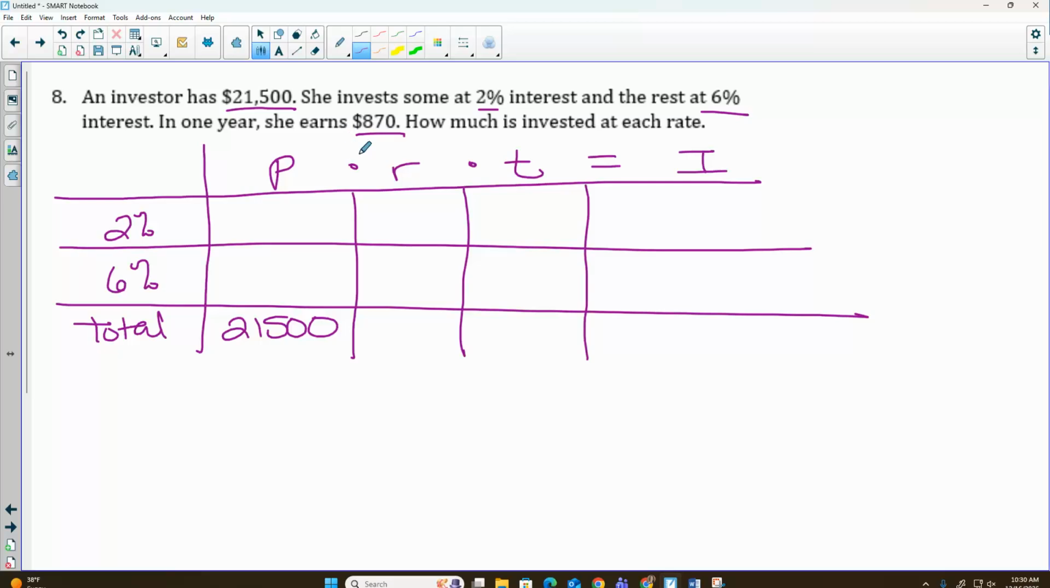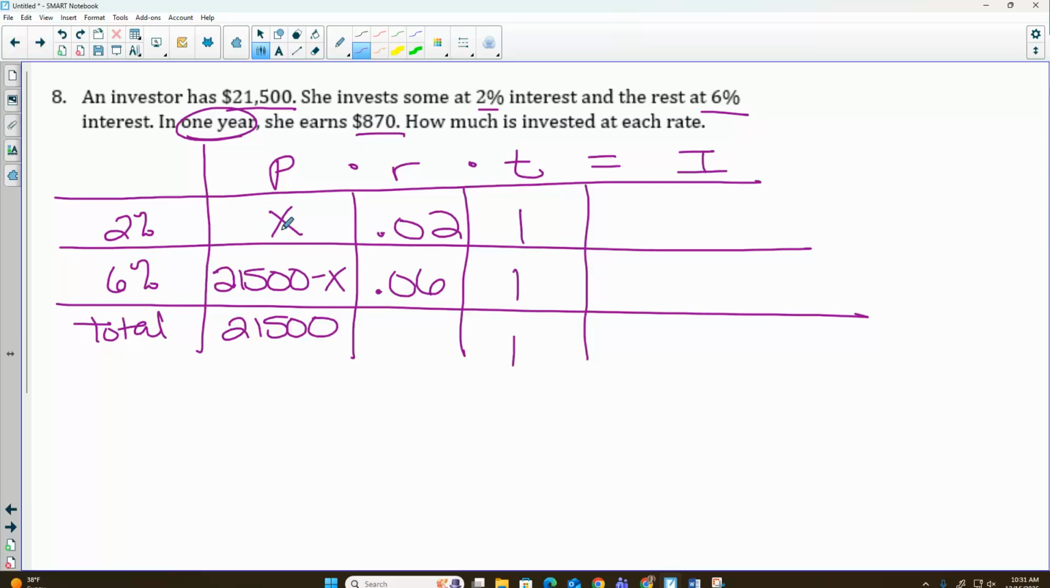Okay, if we don't know, let's wait on that for a minute. Do I know how much money I invested at 2%? So what do I call that? Okay, I had $21,500. I took x of it and put it in that investment. So what do I have for the second one? 21,500 minus x. Rate, 2% would be, 6%. Okay. In 1 year, so my time is 1.